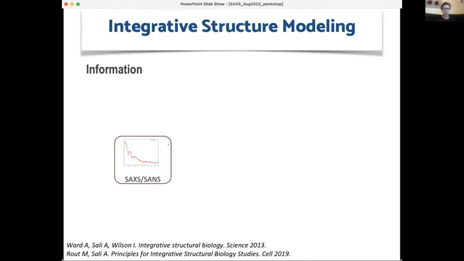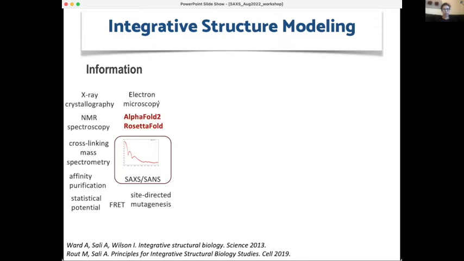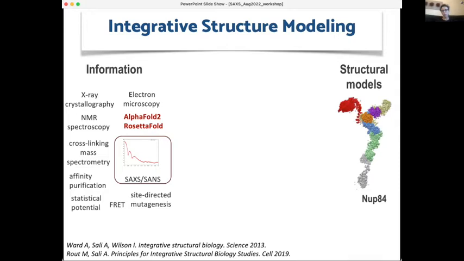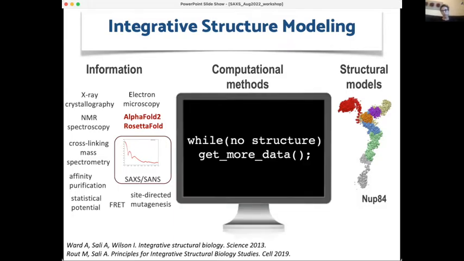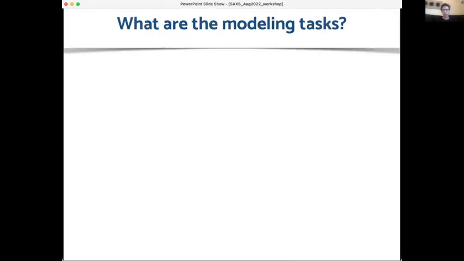So in principle, we want to use information which can be of any type. Today, we mostly focus on SAXS data, but it can obviously be structures which we will use. It can be structures coming from AlphaFold or ZetaFold or new accurate modeling programs. And we would like to use all this information to come up with a final model or models that satisfy the data. And so what we are doing is developing computational methods that are able to integrate all this information.